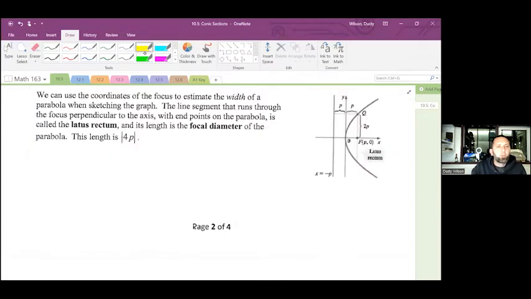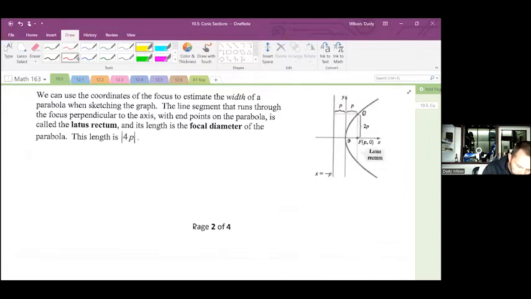We can use the coordinates of the focus to estimate the width of a parabola when sketching the graph. The line segment that runs through the focus perpendicular to the axis with endpoints on the parabola is called the latus rectum, and its length is the focal diameter of the parabola. This length is the magnitude of 4p.